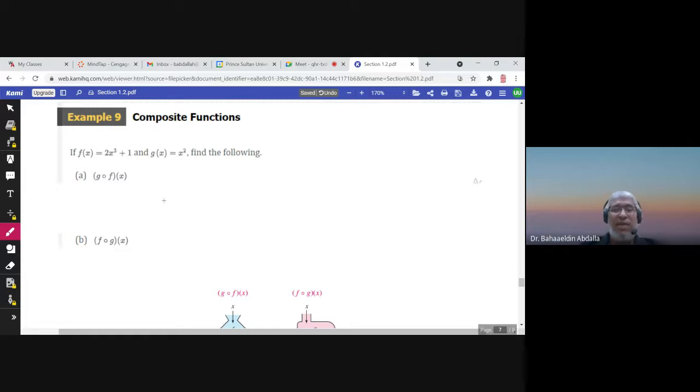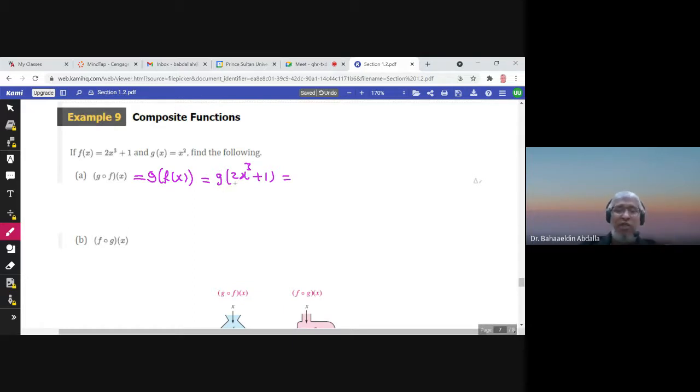This is an example. F and g. What is g circle f? By definition, it is g of f of x. And now how to evaluate this? We put f of x first. We write g as it is, and we put f of x, which is 2x cubed plus 1. And now we find g of this.